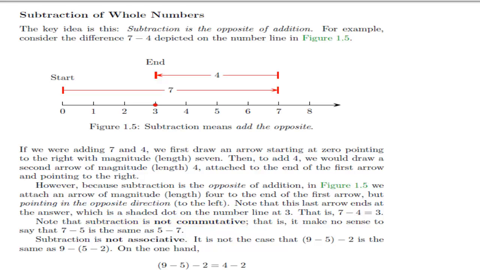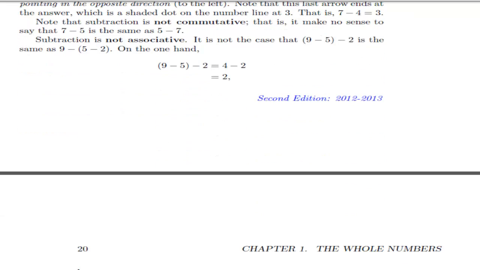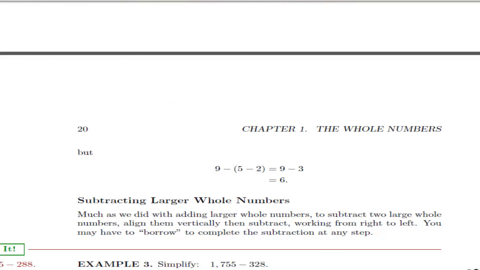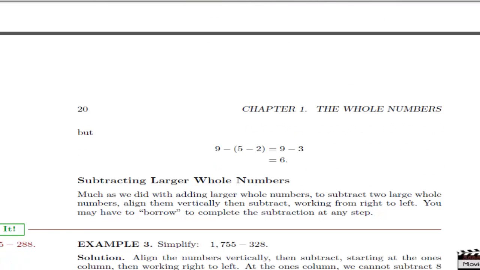Subtraction is also not associative. On the one hand, grouping 9 and 5, 9 minus 5 is 4, minus 2 equals 2. If we group 5 minus 2, then we get 9 minus 3 equals 6. 6 and 2 are not the same answers. So subtraction is not associative.